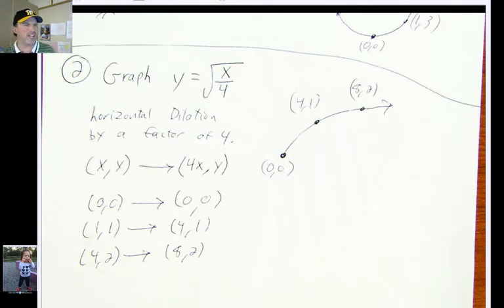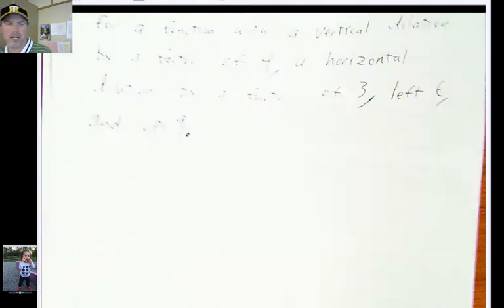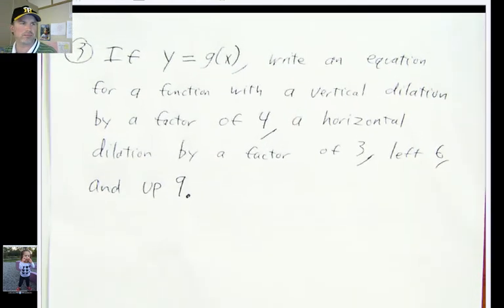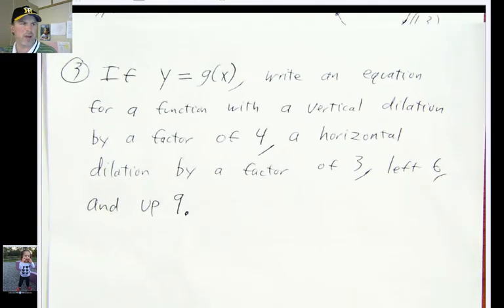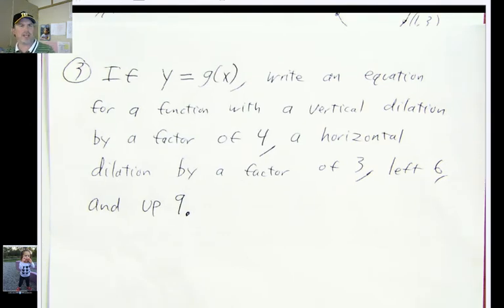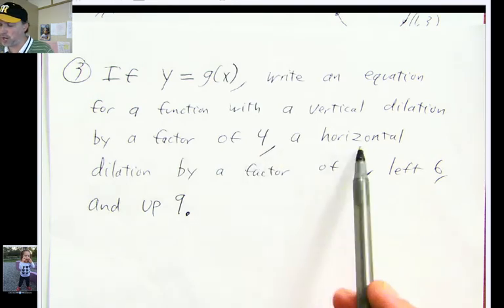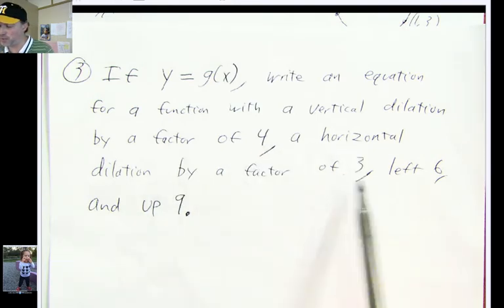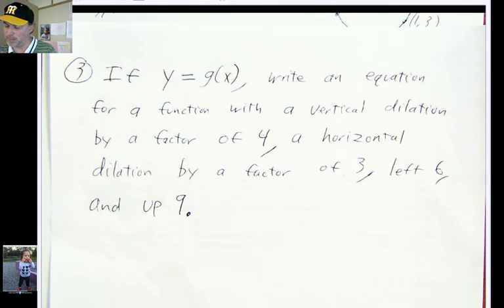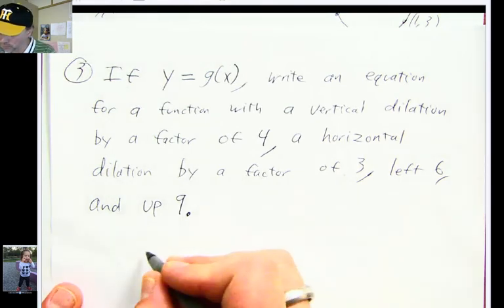And then this is kind of a story problem where they actually just describe it. So I have some y equals g of x, and I want to write an equation for a function with a vertical dilation by a factor of 4, a horizontal dilation by a factor of 3, left 6, and up 9. Complicated, but we can do it.